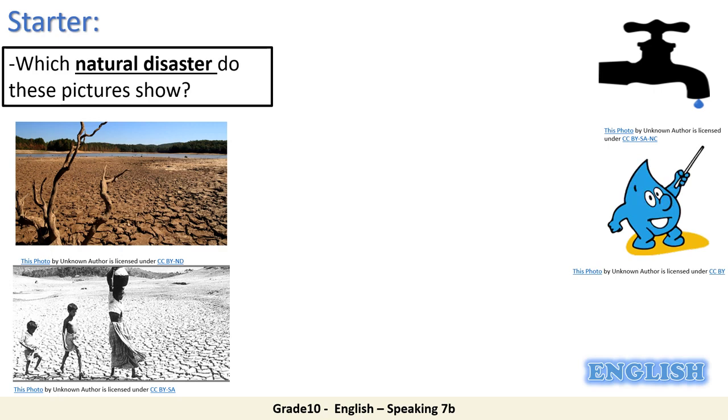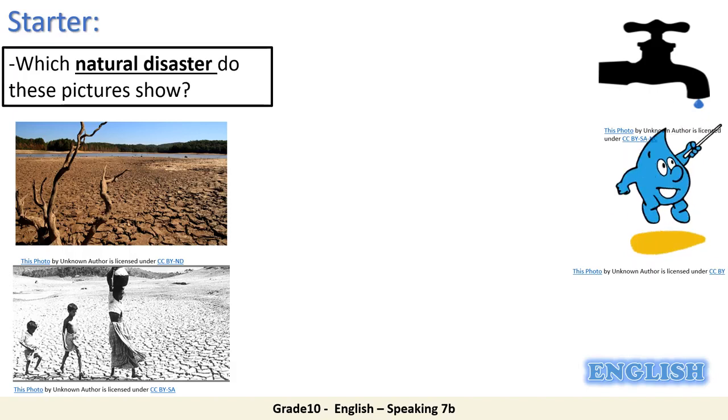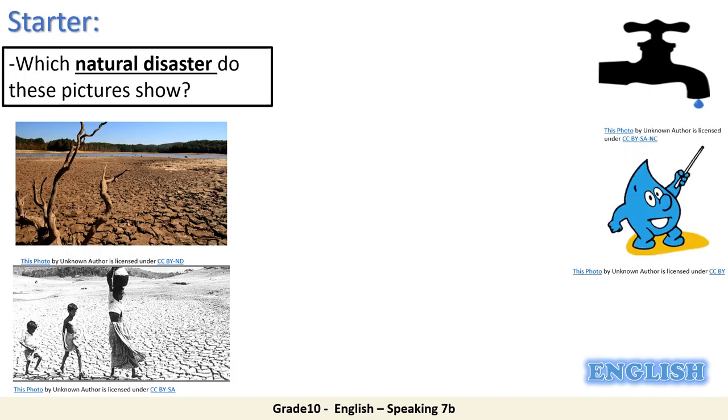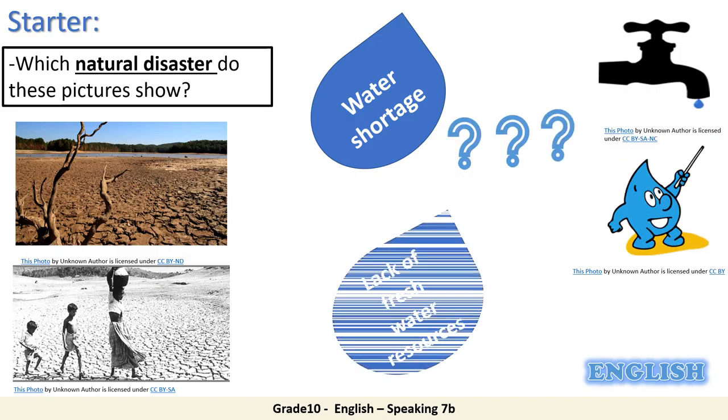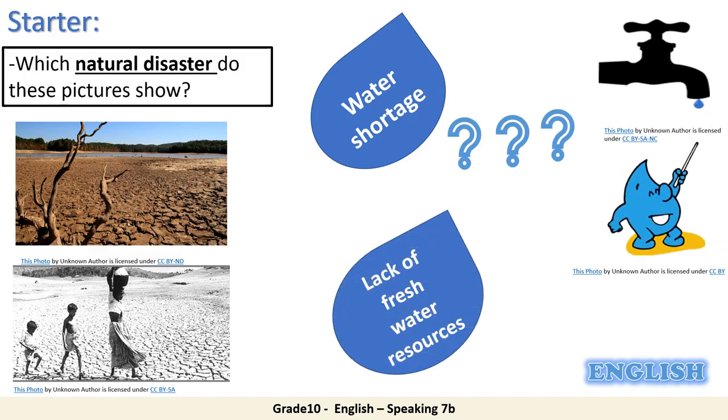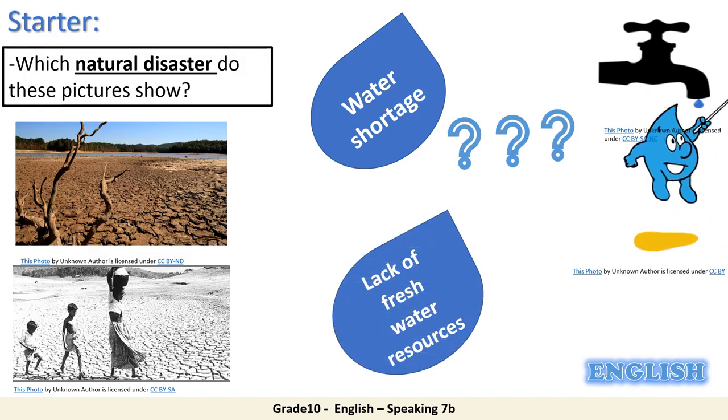Have a look at these pictures and find out which natural disaster they show. Please take your time and think about it. You did well. The problem dealt with in today's lesson is water shortage. Excellent. What does water shortage mean? Well done. Water shortage, dear students, is the lack of freshwater resources. Excellent.